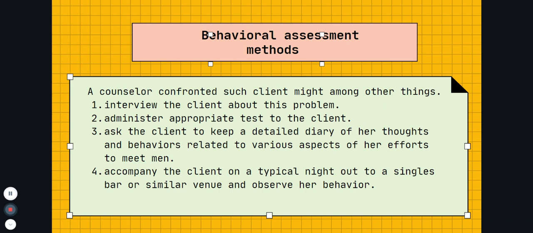So here, with regards to the diary, she will write every day what her thoughts and behaviors are related to her efforts to get to know boys. Fourth, accompany the client on a typical night out to a single bar or similar venue and observe her behavior.